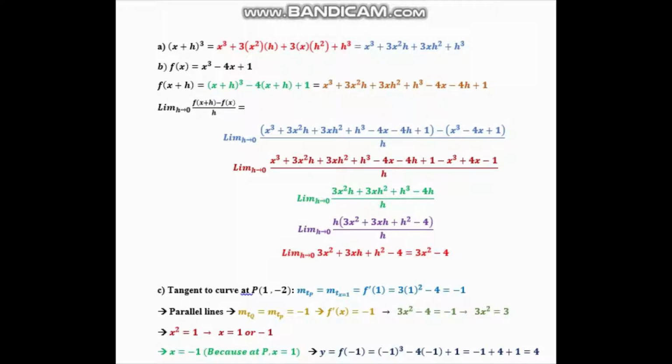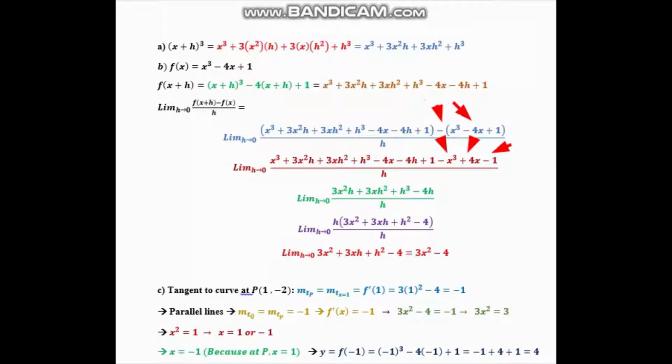So f of x, of course, is the black function right there, which I've inserted as is between brackets right here, and the h in the denominator remains as is. So the next step is to distribute the negative sign over the second bracket. So you get negative x cubed plus 4x, so the sign changes, and negative 1.